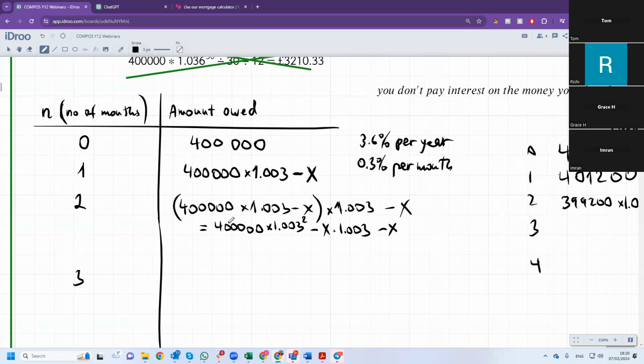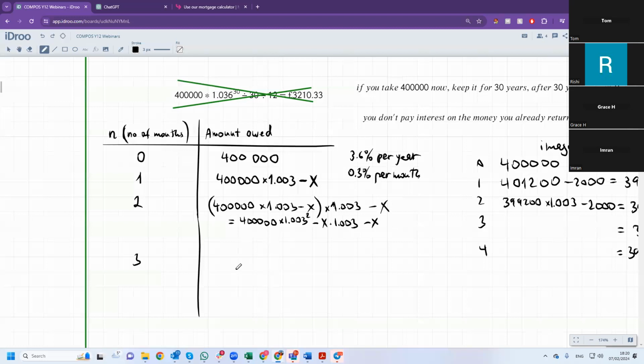Difference equations? I'm not sure what you mean by that. Then the third month, you multiply the whole thing by 1.003 again. You do 400,000 times 1.003 cubed minus x times 1.003 squared minus x times 1.003 minus x.